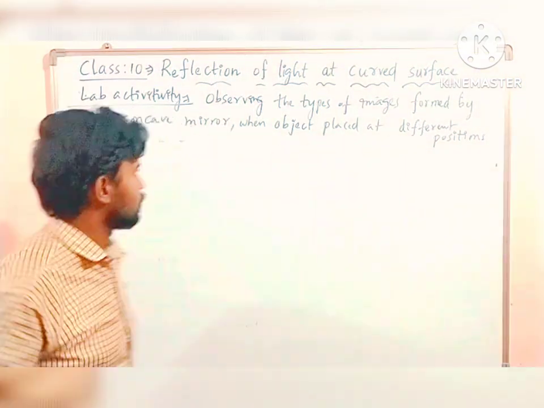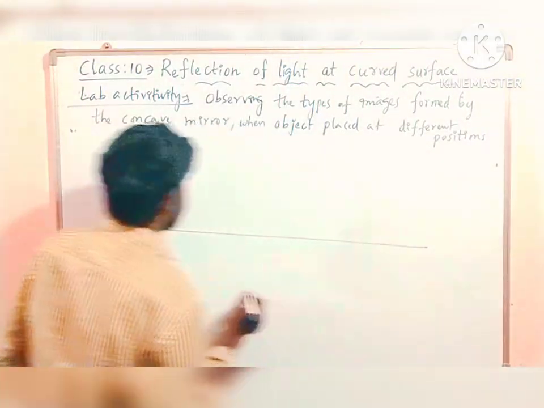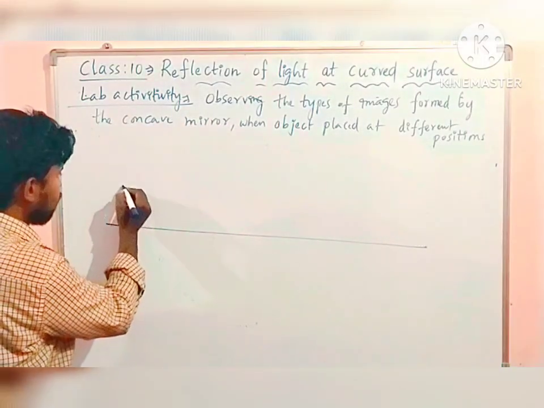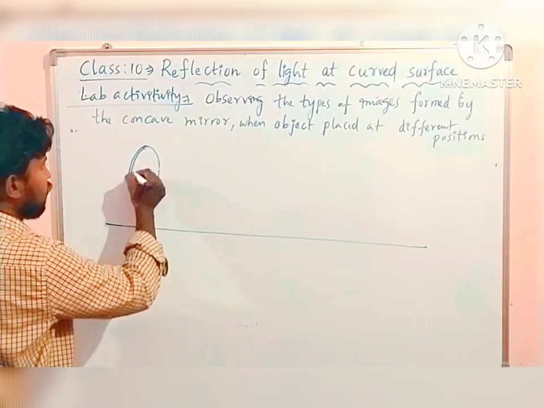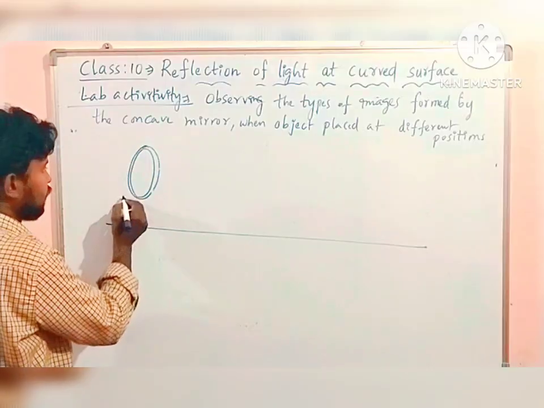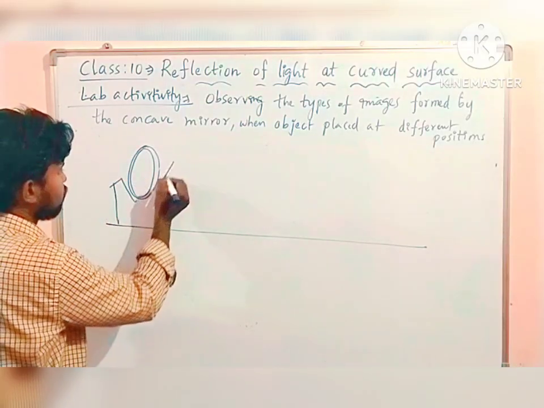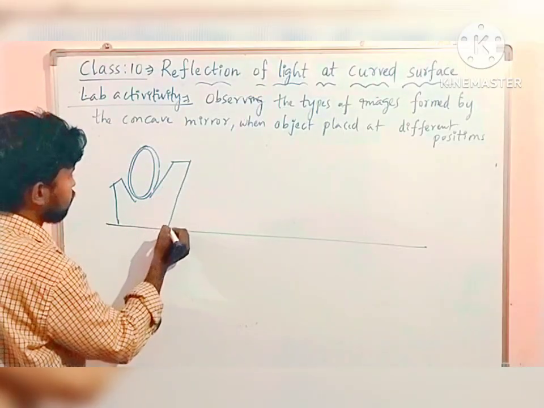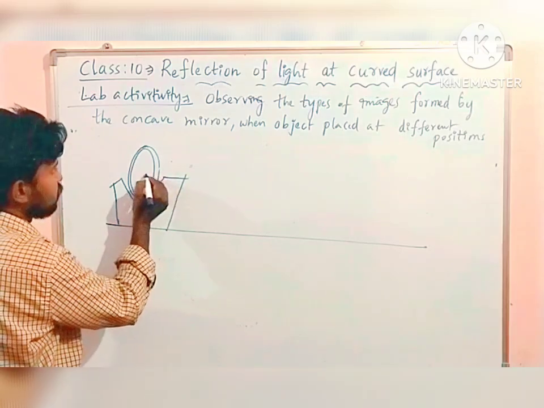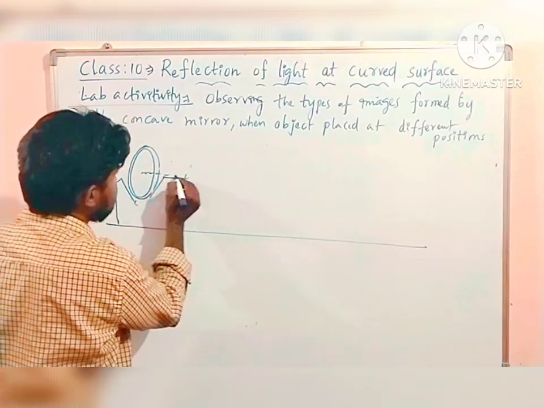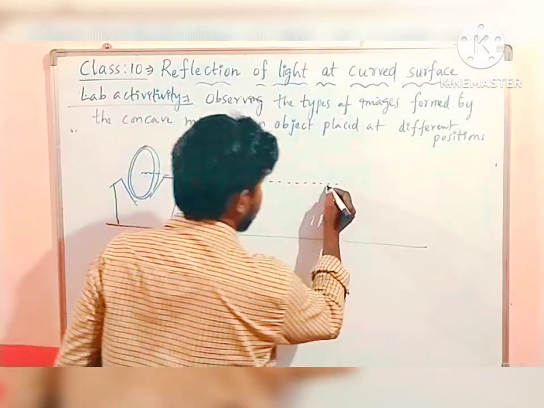So what are the materials required? To understand this experiment, the first thing we have to write is the materials required. First, we take a concave mirror of known focal length and place it on a V stand. This line is the principal axis of the concave mirror.